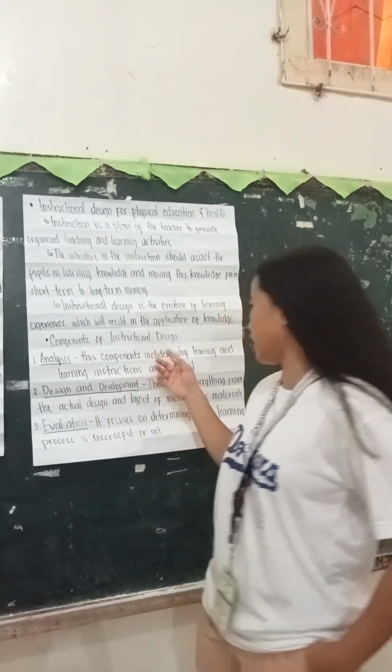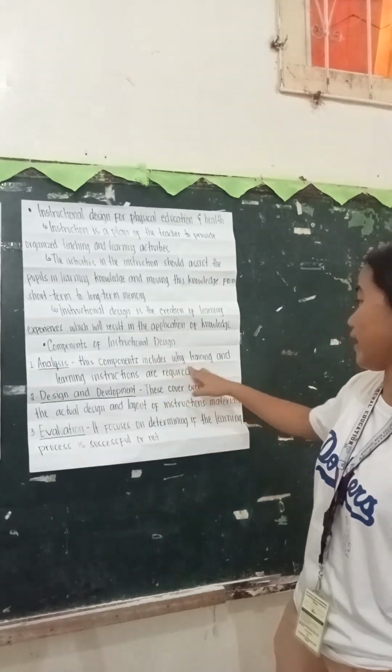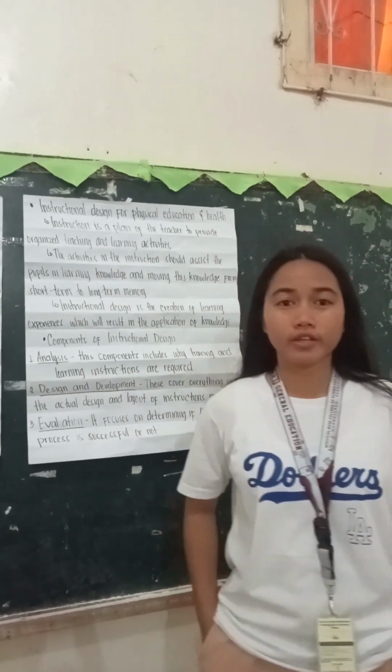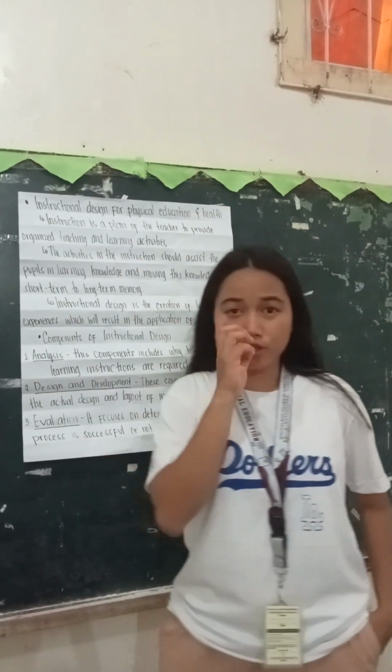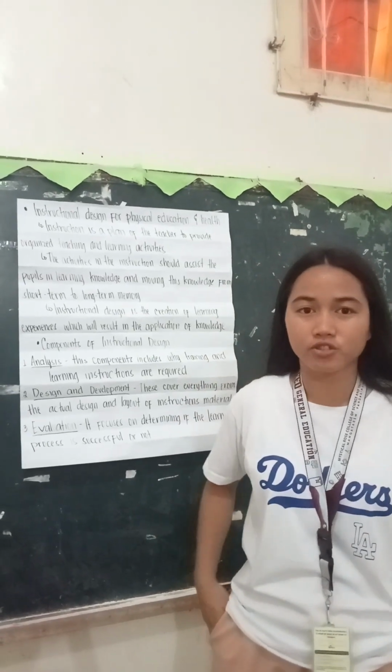Components of instructional design. Number 1, analysis. These components include why training and learning instruction are required. It should be clear to the teachers what the target goals to achieve are. It's also important for pupils to know why they need to do the activities or tasks. Everything must be clear and reasonable.